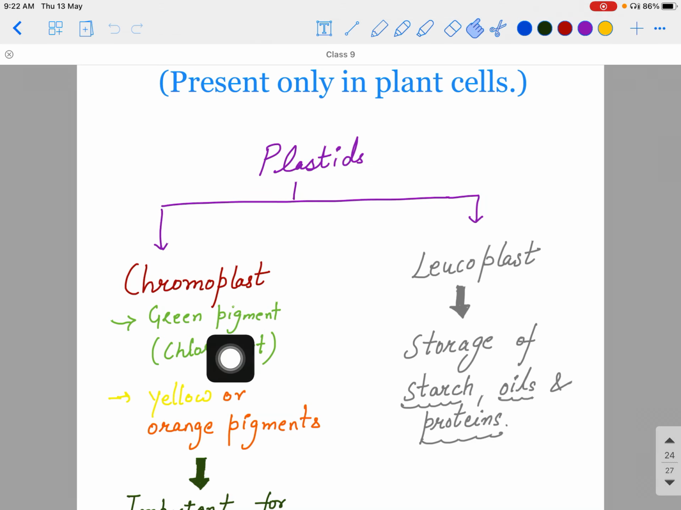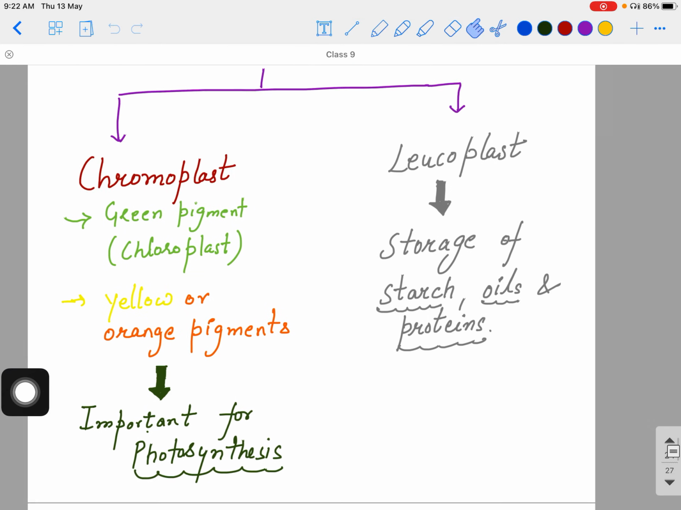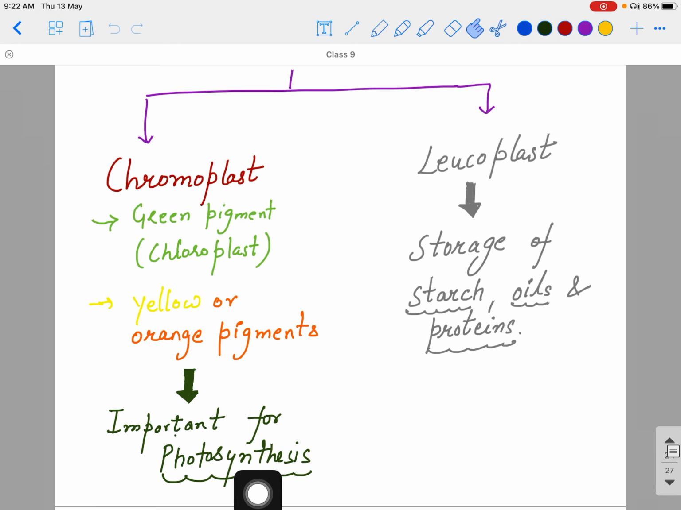What is the function of chromoplast? Mainly the chlorophyll pigment helps in photosynthesis. Here you can see that their importance is in the synthesis of food, the process known as photosynthesis. The most important pigments in photosynthesis are these green pigments called chlorophyll A, B, C. But yellow and orange pigments also help in the process of photosynthesis, and they give color to fruits and flowers.